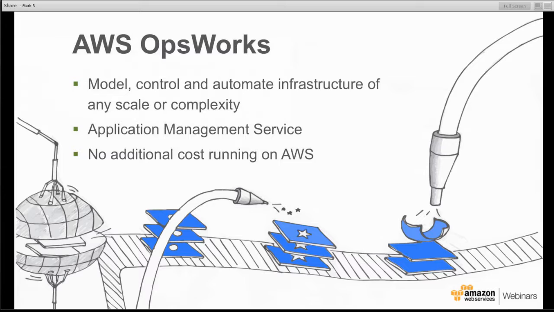OpsWorks allows you to model, control, and automate your infrastructure. It gives you operational tooling, for example, the ability to manage user access to all of your instances. OpsWorks is also an application management service that gives you the tooling to describe how your software artifacts are deployed and automates that process for you. The OpsWorks service is free to use, but you will be charged for the managed infrastructure like EC2 instances or elastic IPs.